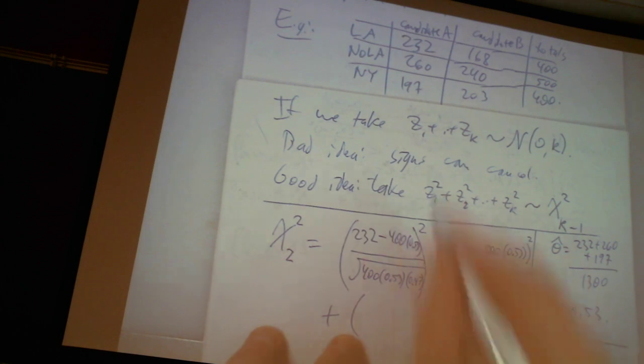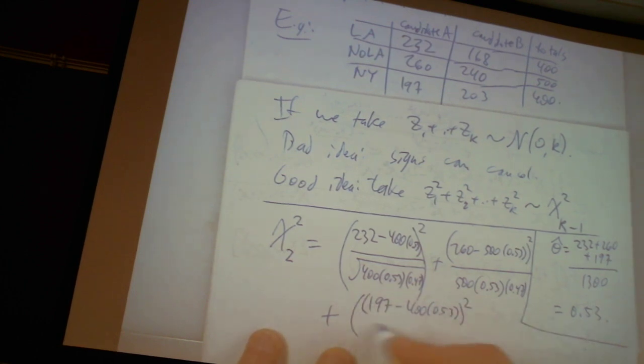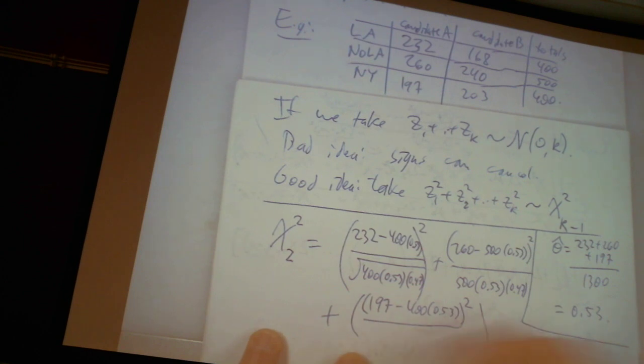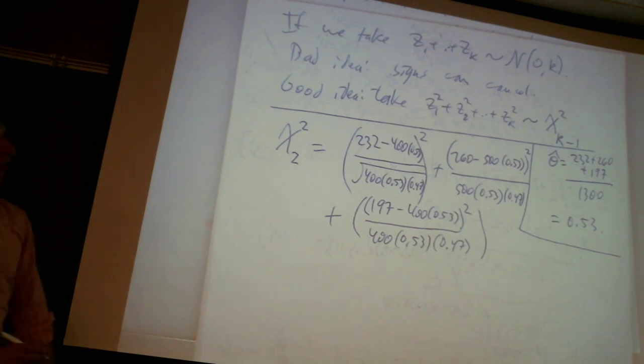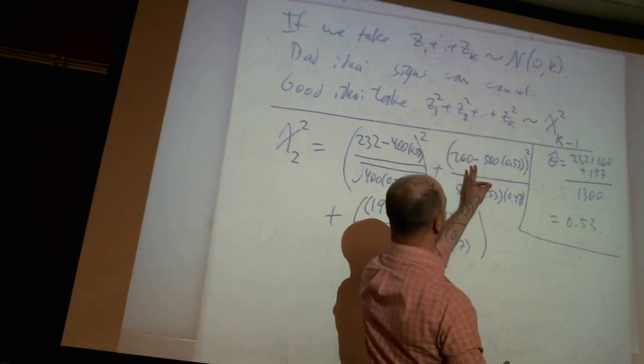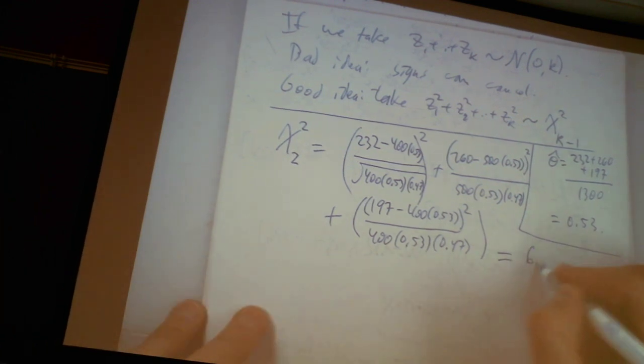And one more term. In New York, there is 197 minus 400 times 0.53 squared on top, divided by what's on the bottom, which is 400 times theta times 1 minus theta. Does everybody see that? So all of these variances from the expected values added up together give me a chi-squared value of 6.47.